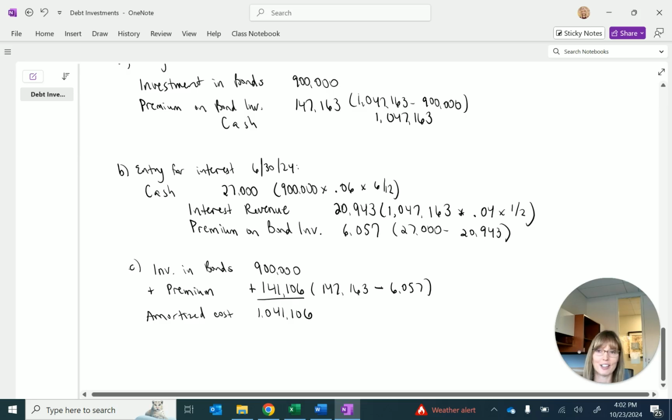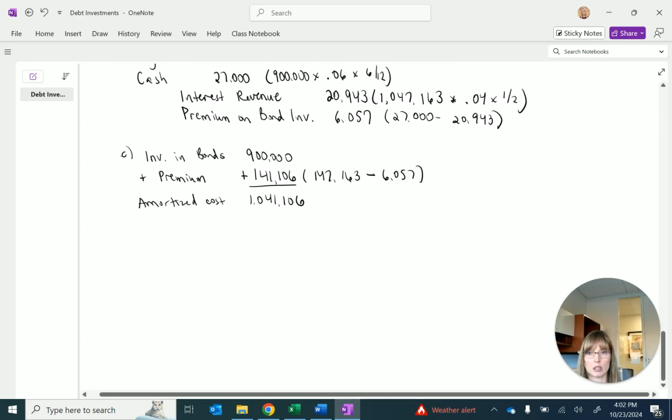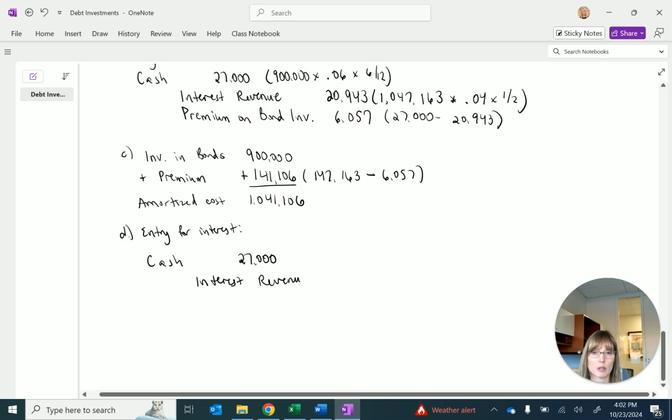And then time goes by, and we have our next interest receipt. Interest payment date by the borrower, interest receipt date for us. All right, so we receive cash, debit cash, 27,000 again. Those terms on the bond are always the same, 900,000, 6%, semi-annual, times 1/2. Record the interest revenue. Now this will not be the same amount as it was before.